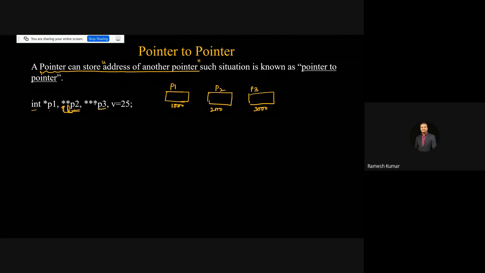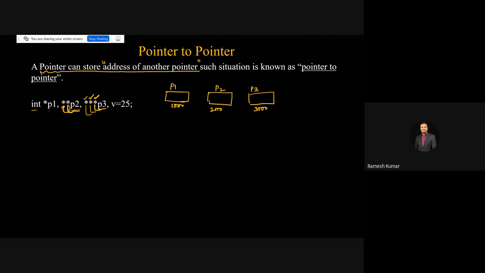Now what is p3? P3 is a pointer because the first star says pointer. What does the second star say? Pointer to pointer. What does the third star say? Pointer to pointer to pointer. So three times you can call. It means you can even store the address of one pointer into another pointer, into another pointer, into another pointer. That is possible. That's why the concept is called pointer to pointer.